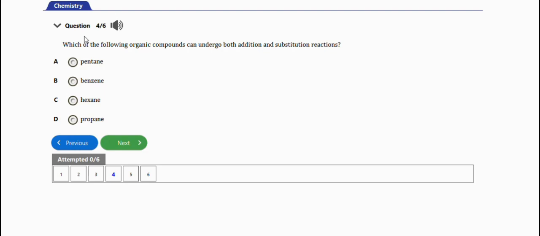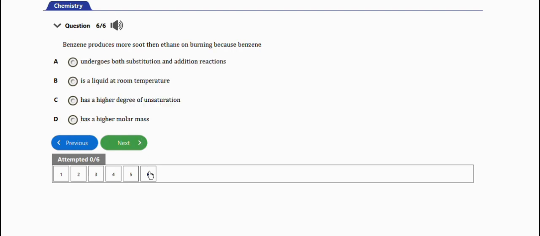Alright, so the last question before we end this video will be this one. It says, benzene produces more soot than ethane on burning because benzene undergoes both substitution and addition reactions. No. Is a liquid at room temperature. No. Has a higher degree of unsaturation. Yes. So the right answer is option C, has a higher degree of unsaturation.